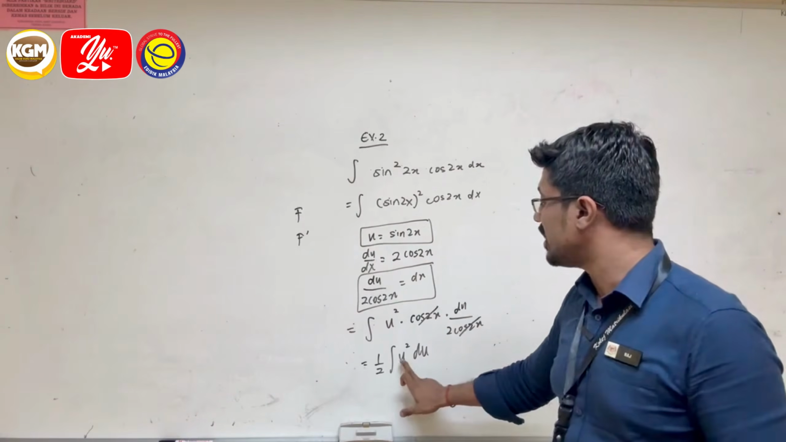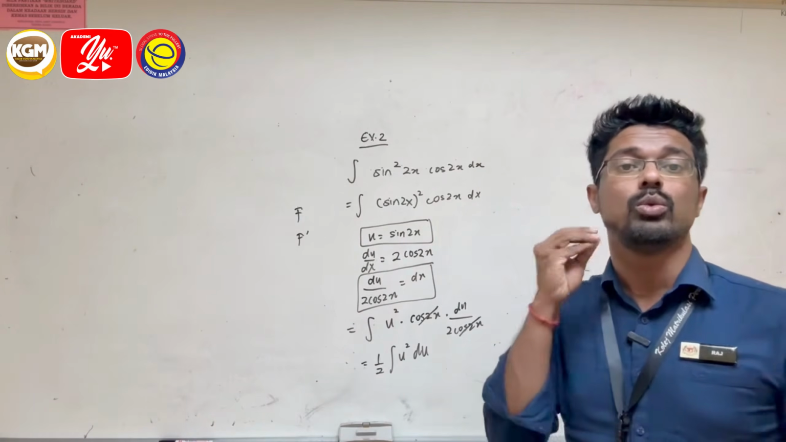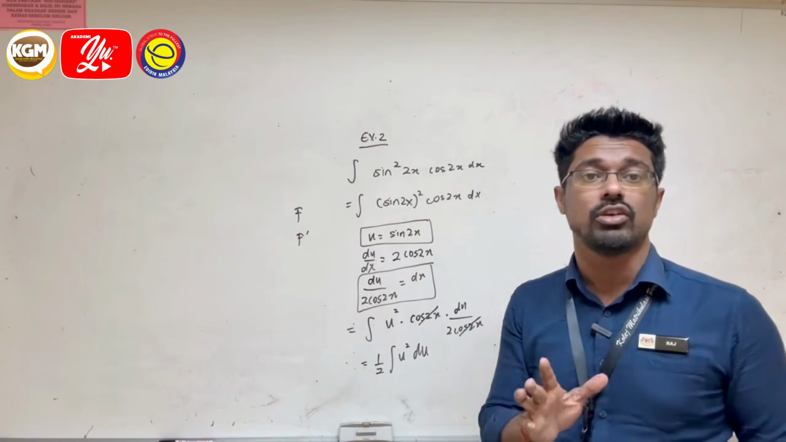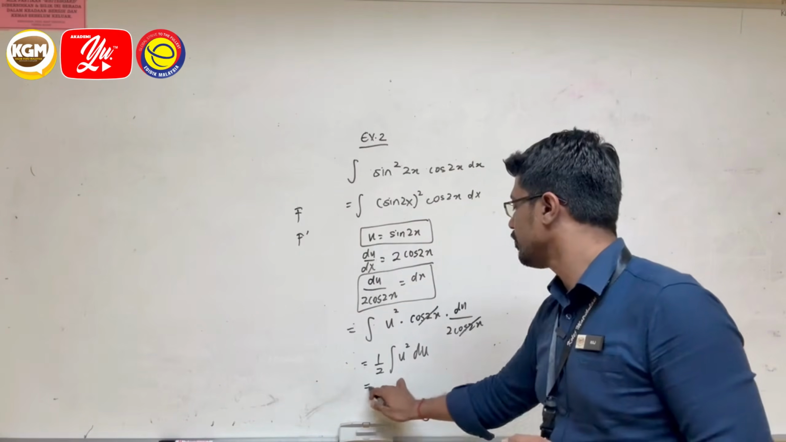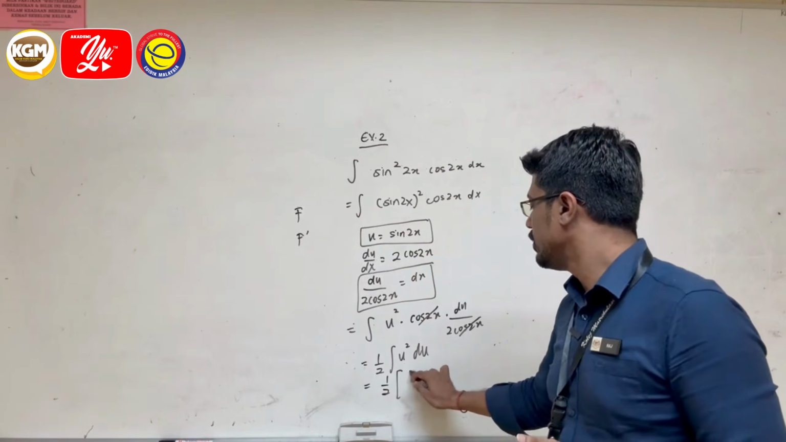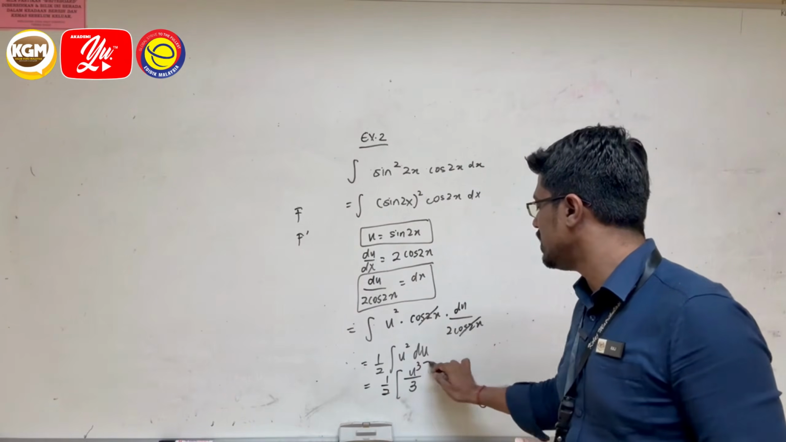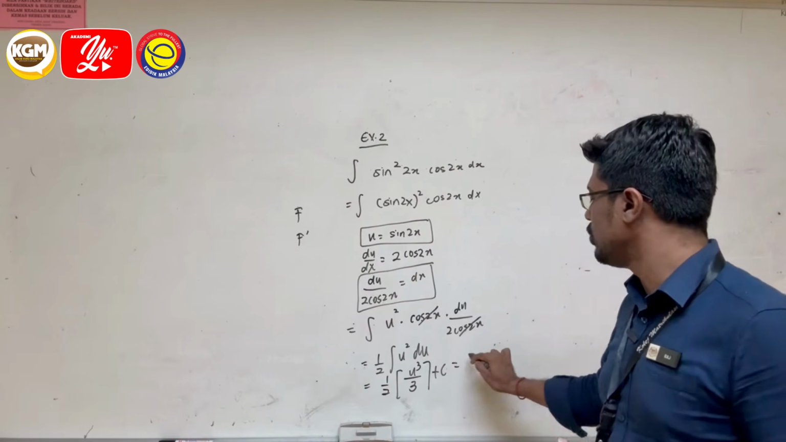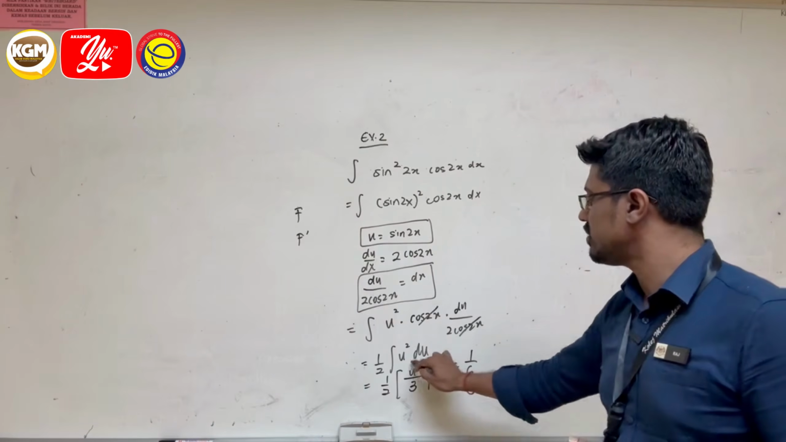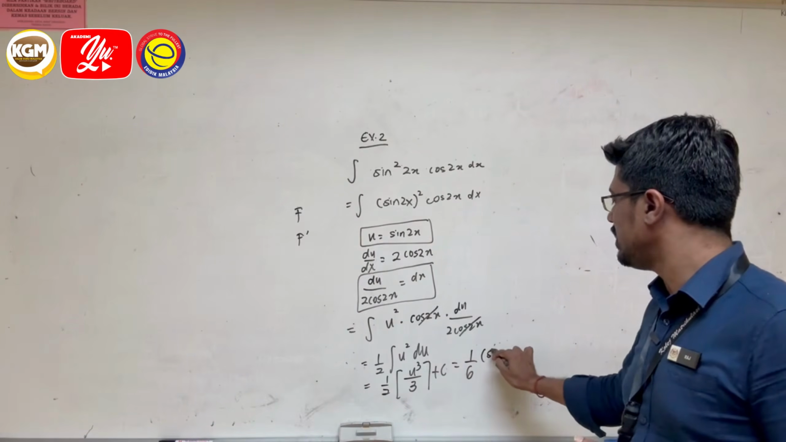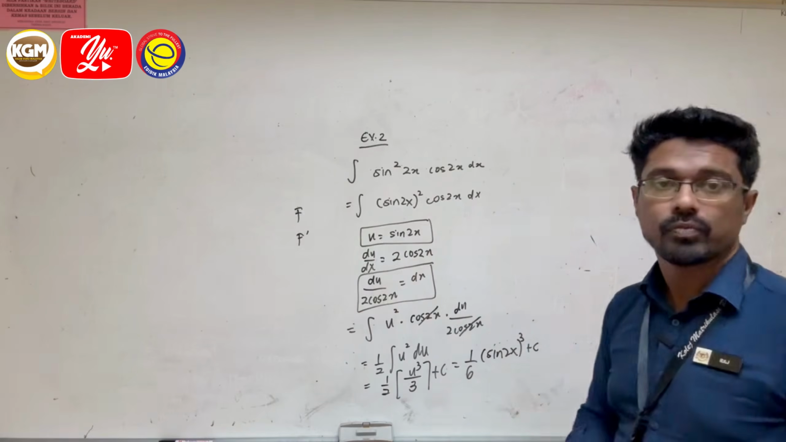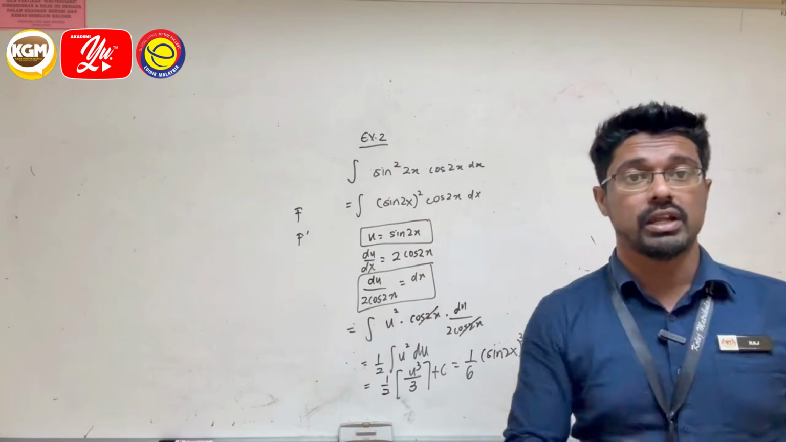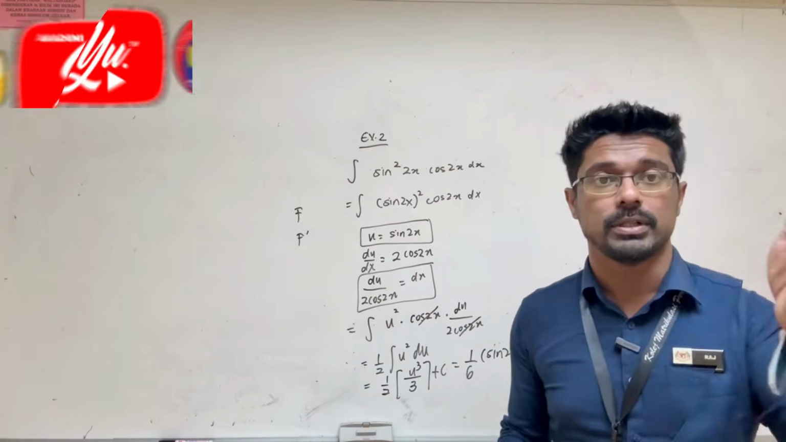Don't replace at this stage. You make the substitution to make your integration easier. So technically what you should be doing is integrate first. 1 over 2 u power 3 over 3 plus c. Then you substitute: 1 over 6, and your u is going to be sine 2x power 3 plus c. Simple. Hope you are getting the concept. Another one more example. Okay, here you go.